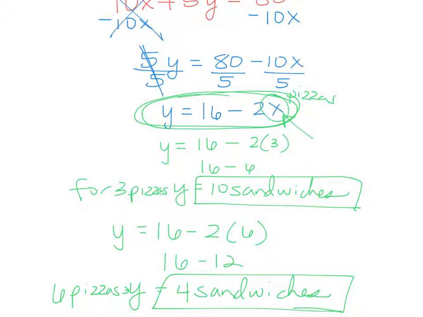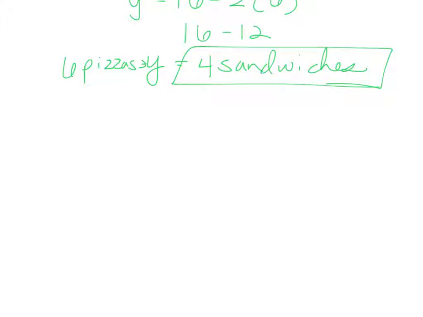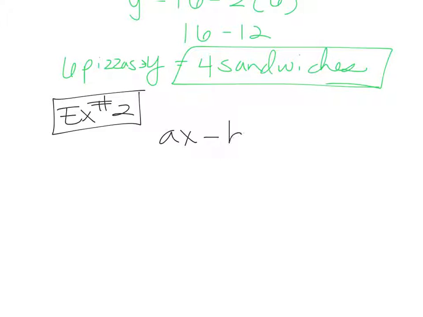Questions on that? Okay, this next one's a little bit different. This next one, you don't have any numbers. Here's what it looks like. Let's say we have ax minus bx equals c, and they say solve for x. Okay, so we want to isolate x. Now this one's tough. You're doing the distributive property in reverse.